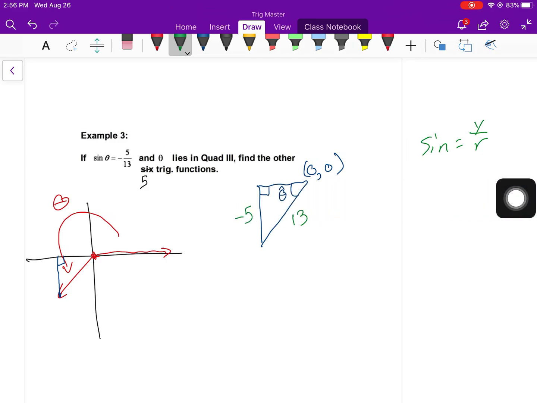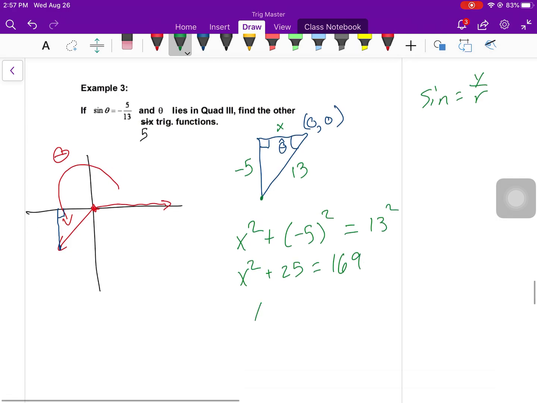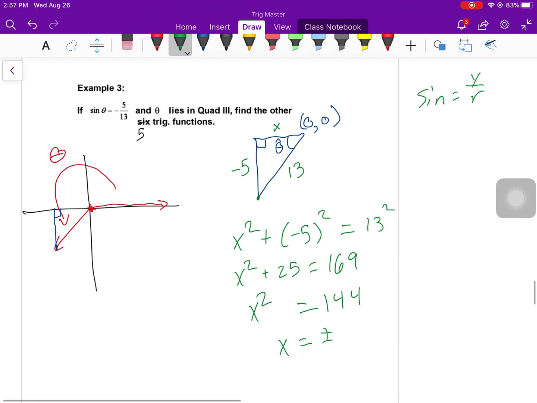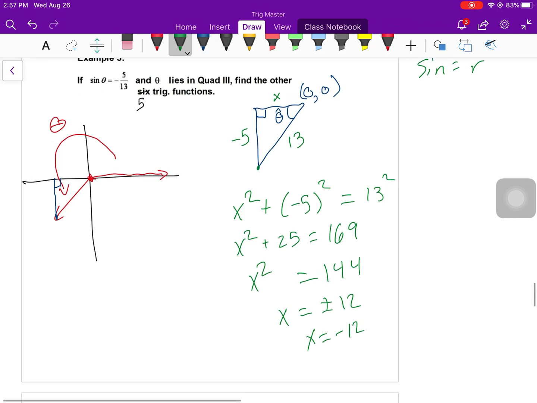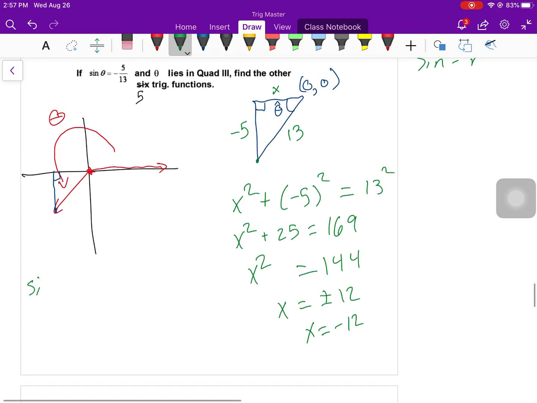Now I need to figure out what my x value is. Okay? So I need to figure out what point basically that was at. So I'm going to put x here. So I've got x squared plus negative 5 squared equals 13 squared. And I'm just going to solve for x. When I subtract 25, I get 144. So x equals plus or minus square root of 144, which is plus or minus 12. Now, since I went to the left to get to quadrant 3, I'm going to say x equals negative 12. So if I've got x, I've got y, I can just kind of do the rest.